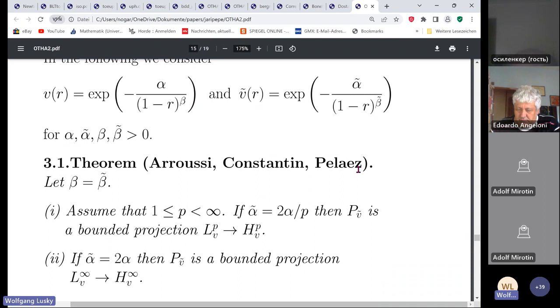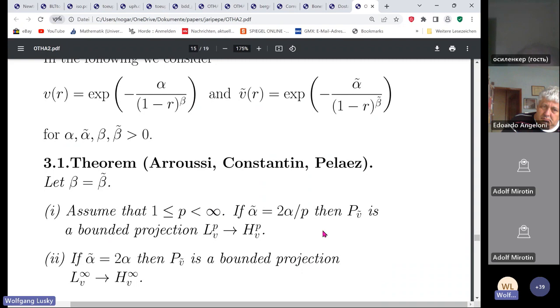So if we fix some p smaller than infinity, and if we look at the condition alpha tilde being equal to 2 times alpha divided by p, then we end up having a bounded projection from L^p sub V to H^p sub V for these V's and V tildes. And for p equal to infinity, we get this boundedness condition: alpha tilde should be equal to 2 times alpha, and then P sub V tilde becomes a bounded projection. So we wanted to extend this, to give more boundedness conditions in this context. For example, if alpha tilde is larger than this one, so V tilde becomes more powerful in the sense that it goes to zero faster, we conjectured that then we would get boundedness for the Bergman projection, but we failed.